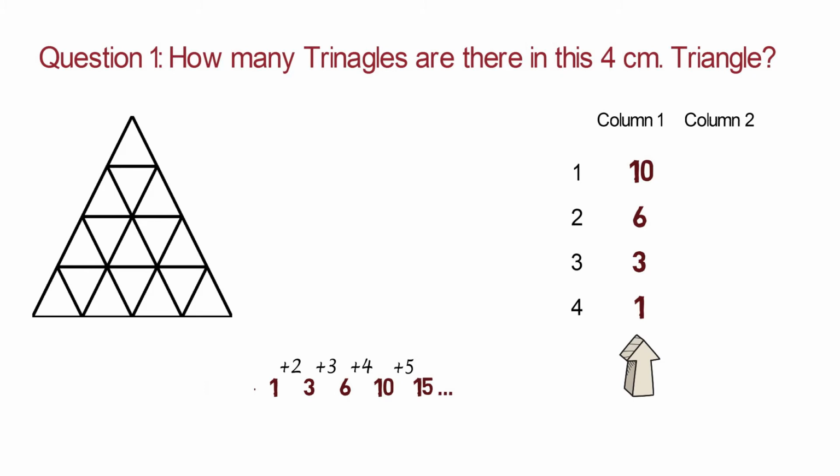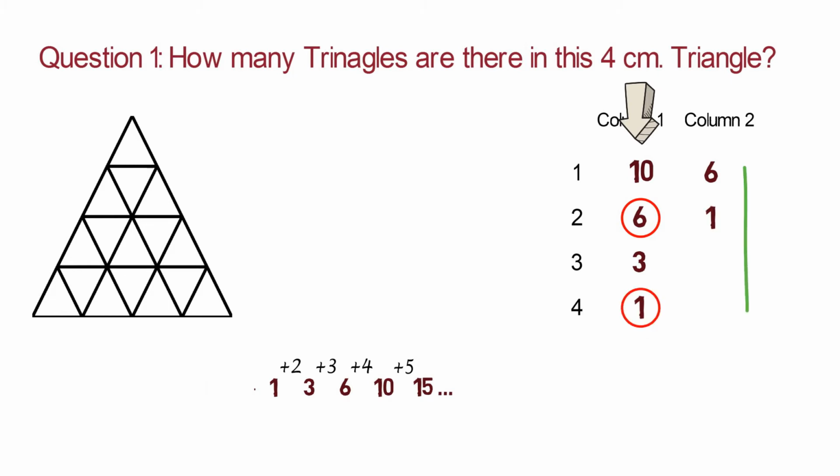Now starting from the top, and I repeat again, starting from the top this time, take alternate numbers from the first column and write them in the second column. That is, you will leave 10 and take 6 and write it here. And then you will leave 3 and take 1 and write it here.